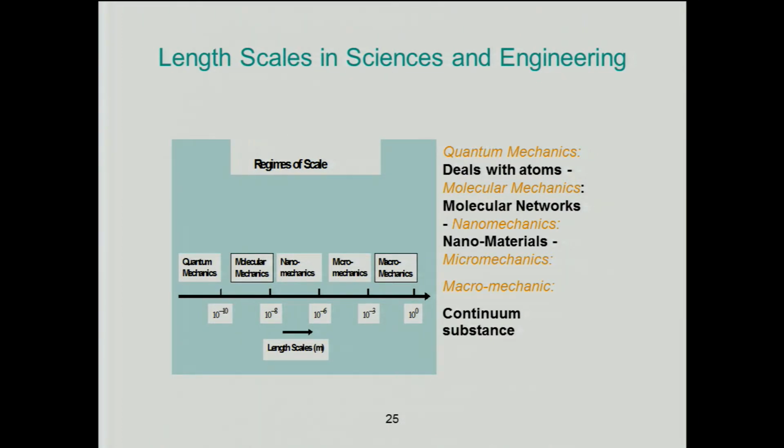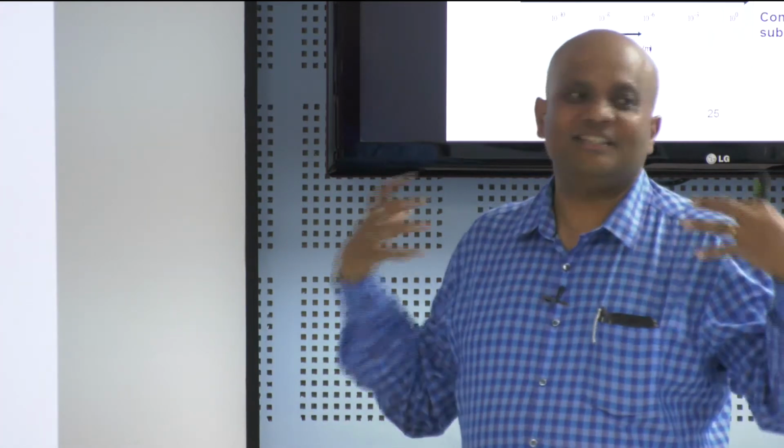In quantum mechanics, how many of you know quantum mechanics? Which regime does quantum mechanics work on? It only works for atoms. In fact, there is only one problem which quantum mechanics solves exactly, and that is the hydrogen atom. Anything else quantum mechanics cannot. It is a very big setup, but it also has to approximate to find solutions.